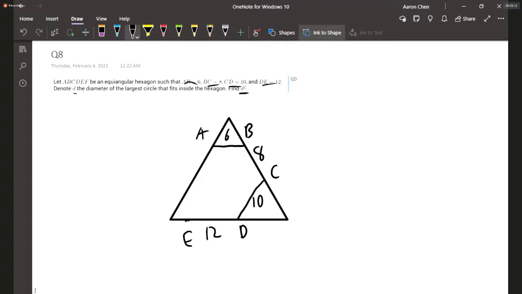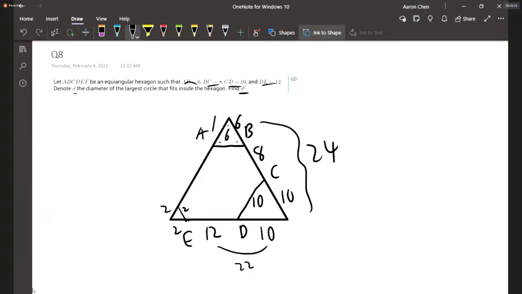Just from this, the fact that these are equilateral triangles tells us that this is equal to 6, and this is 10, and this is 10. After that, this tells us that the sum of this length is equal to 24. And these add to 22, so this is 2, this is 2, and this is 2. And so this is 6, and these add up to 8, and this is 24, so this is 16.